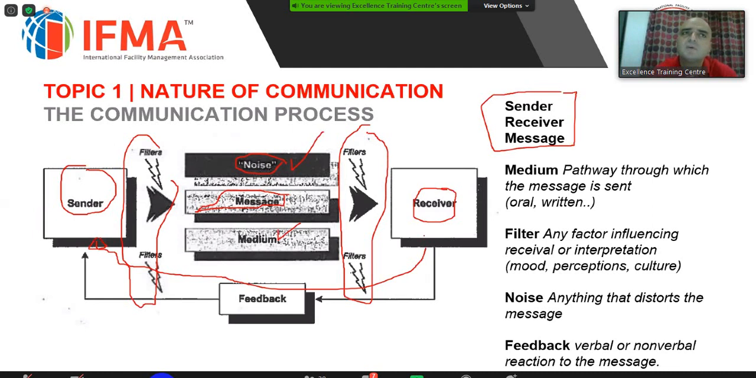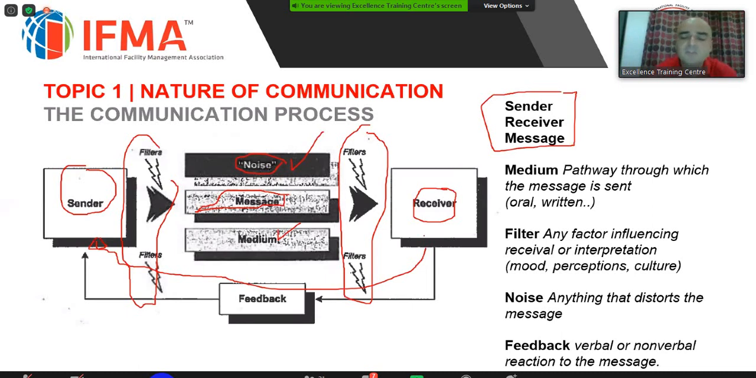These filters, for example, your education. Let's say you are a specialist in communication; for this session, maybe these topics, all of them, you know them already. So maybe you can add to it and think about it differently. For others, this is very new to them. So the filters are the perceptions which can affect the message.